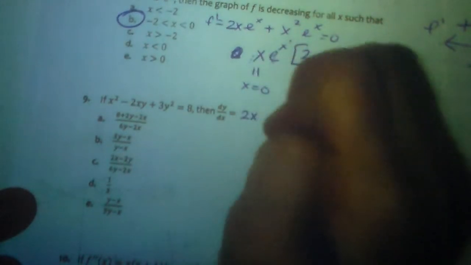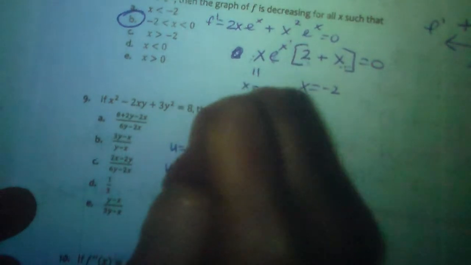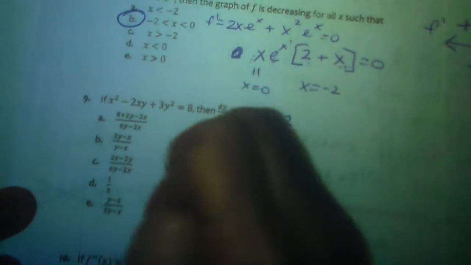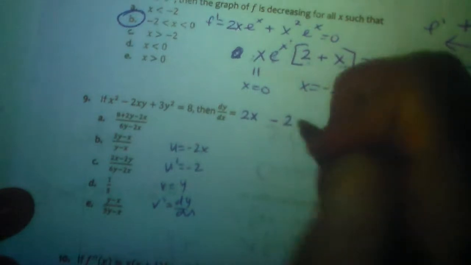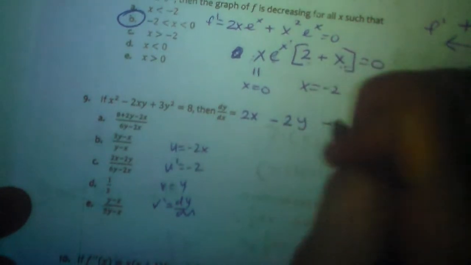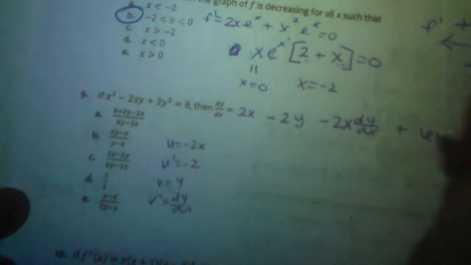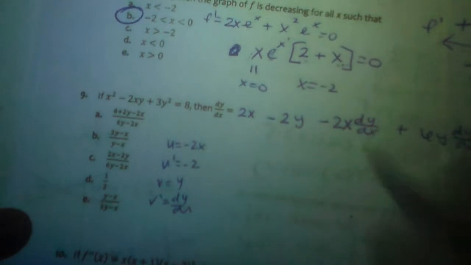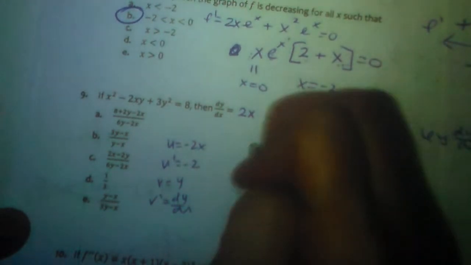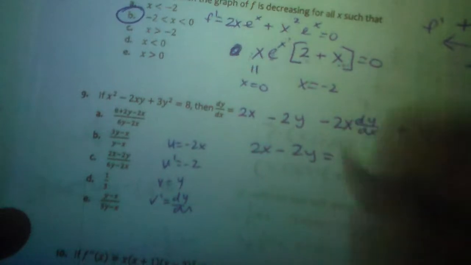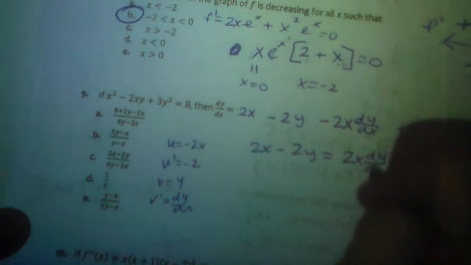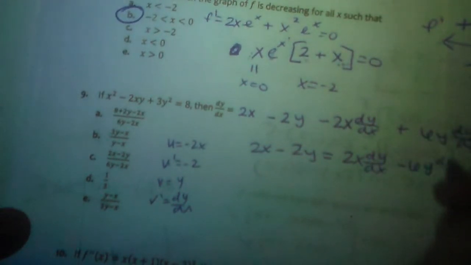Finding dy/dx, so this will be 2x minus 2. So I'm going to do u is -2x, u prime will be -2, v is y, v prime is dy/dx. So that will be -2y minus 2x dy/dx. This is 6y dy/dx equals 0. I'm going to move these dy/dx's over. So 2x minus 2y equals 2x dy/dx minus 6y dy/dx.